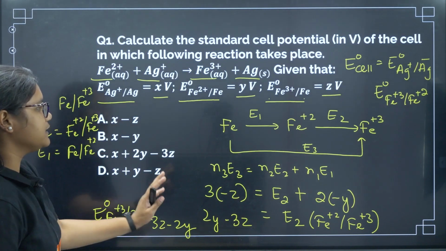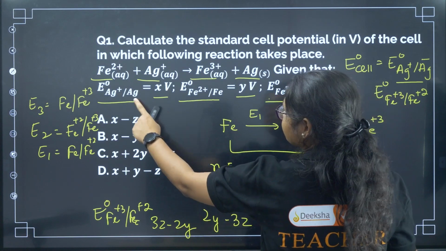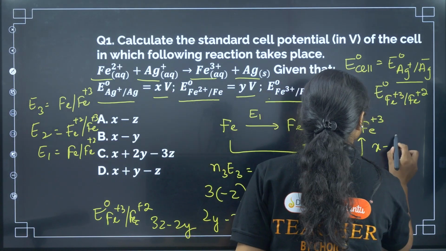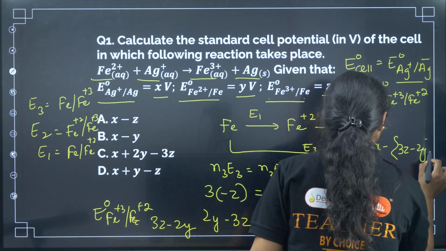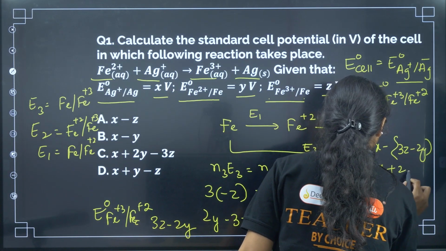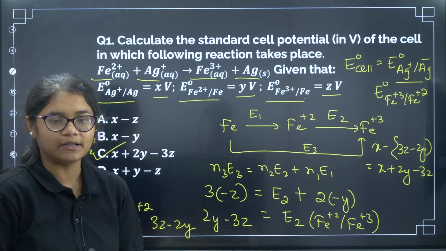Right. So now we can substitute this value in the formula. So what is the E naught of silver? So for silver it is X minus Fe3+ to Fe2+, that is 3Z minus 2Y. So if I solve this, I'll get X plus 2Y minus 3Z. Okay. So the correct answer for this question is your option number C.